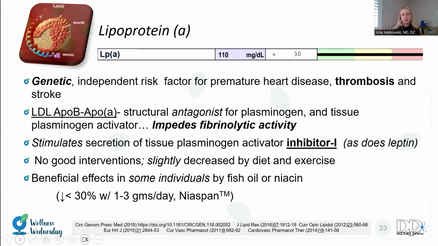It can be slightly decreased, and you'll really see that in patients where you have a high number of cholesterol, everything is very high, and then you bring it down. So you can see a compensatory decrease in lipoprotein A slightly, but technically there are no treatments for this. There may be some evidence for beneficial effects in individuals with fish oil or niacin.